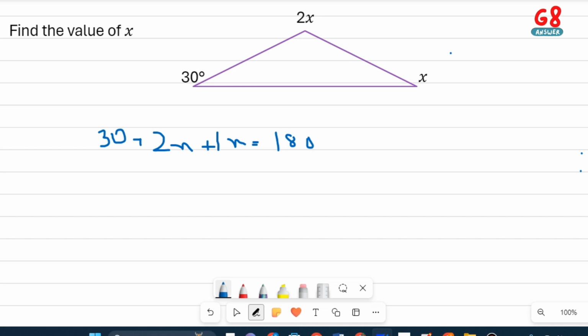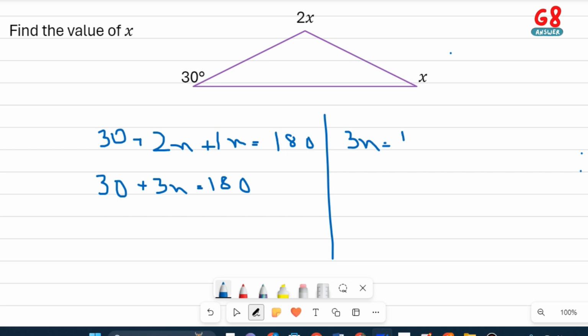Now in the next step we will add the values of x. Here the coefficient is 1, so 30 will remain the same, and 2x plus 1x will be 3x, equals 180, which will remain the same. After this, the 30 is being added here, so when it goes to the opposite side of the equal sign, it will become minus.